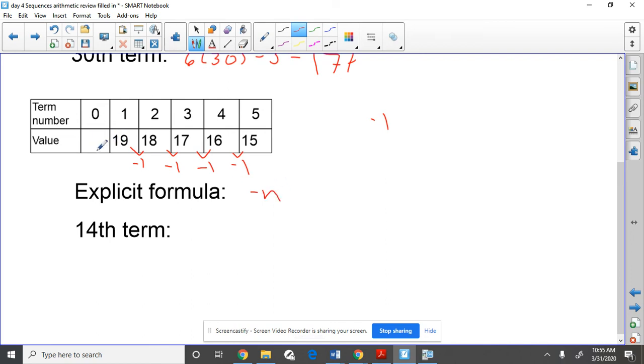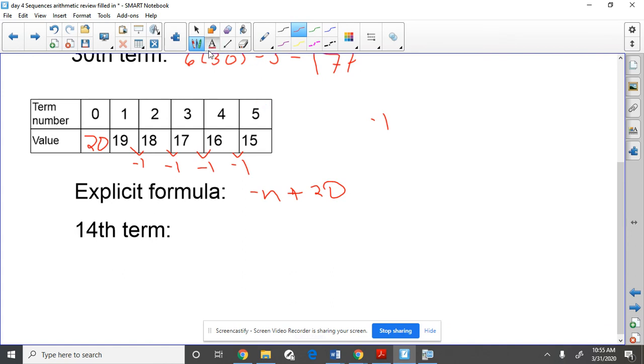Then I'm going to go back and figure out the value of the 0 term. Going forward, I subtract 1 each time. So going backward, the values go up by 1 each time. Before 19 would come 20. That's my 0 term. So my formula is constant difference, negative 1, times n, plus my 0 term. Sorry. I should say negative n plus 20.